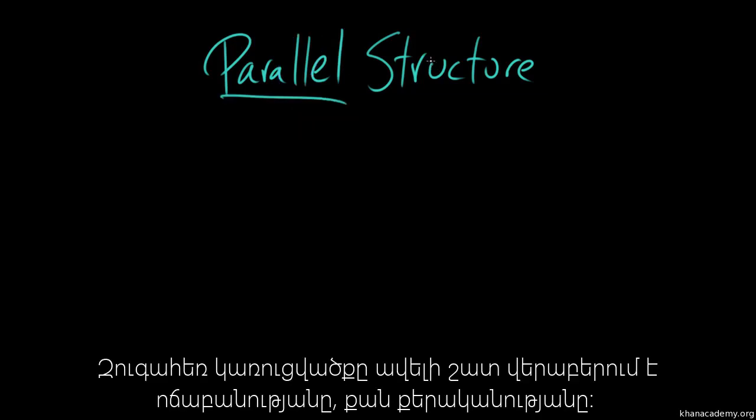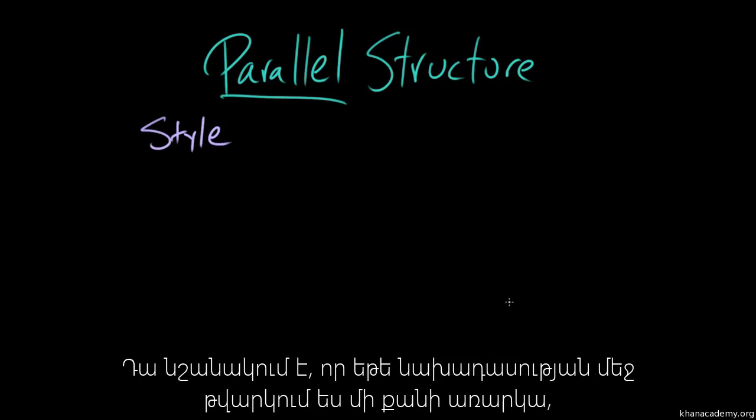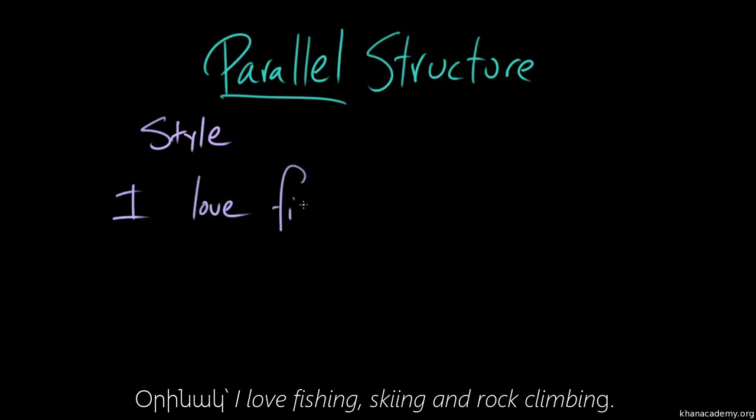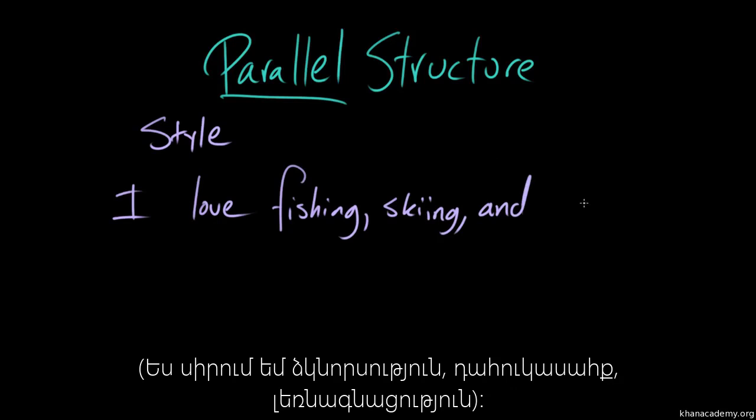Parallel structure is less a consideration of grammar, and it's really more about style. Right? Parallel structure basically means that when you're making some kind of list in a sentence, if you're using a series of verbs or a series of nouns, any series of words, they should all roughly line up with one another. So let's say I was an outdoorsman. And I said, I love fishing, skiing, and rock climbing.